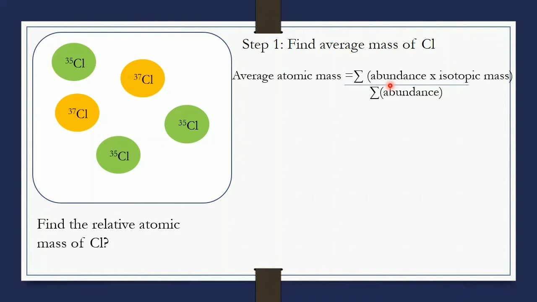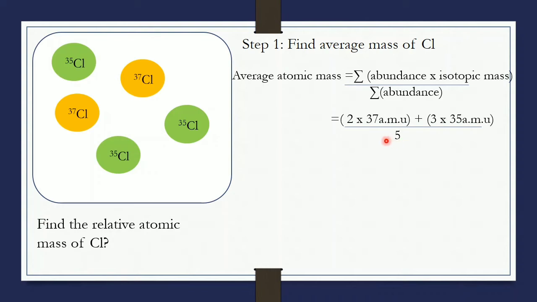So here we can see the abundance of chlorine-37 is 2, we have 2 chlorine-37 atoms, and for chlorine-35 the abundance is 3. So we can write the formula as 2 times 37 AMU, which is the isotopic mass, plus 3 times 35 AMU, which is the isotopic mass of chlorine-35, and divide by the total abundance, which is 5.